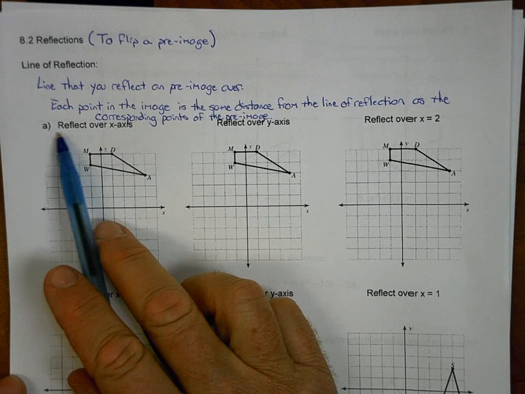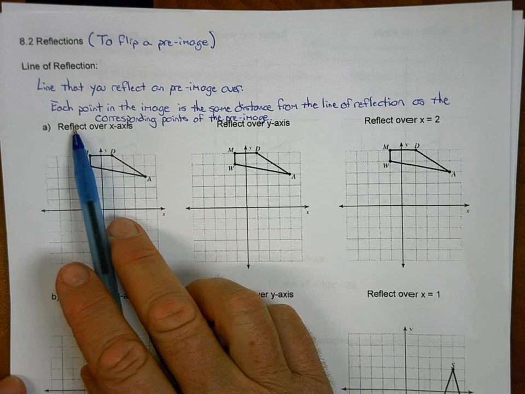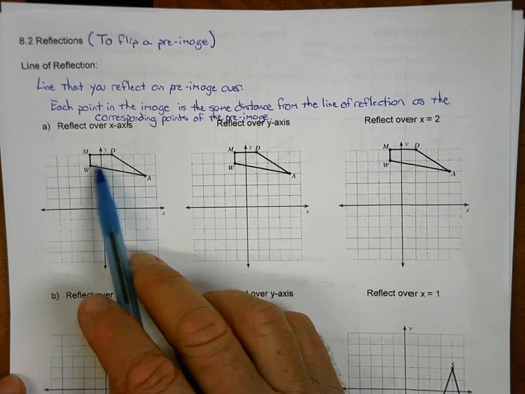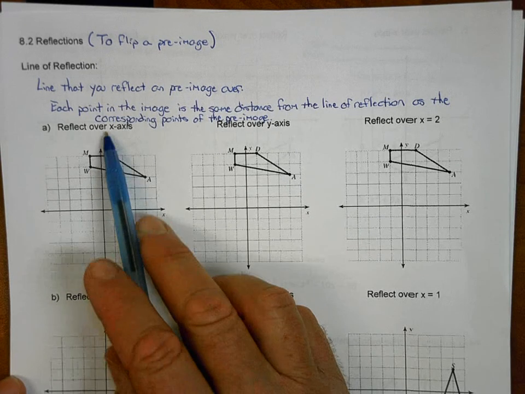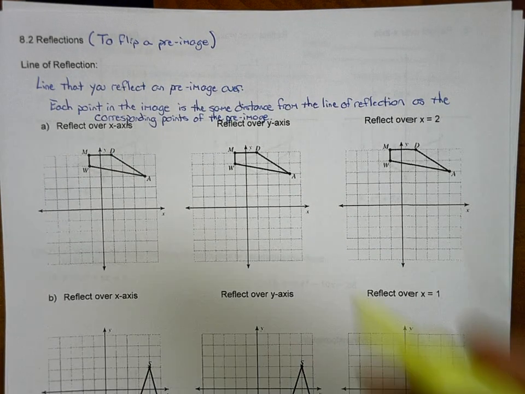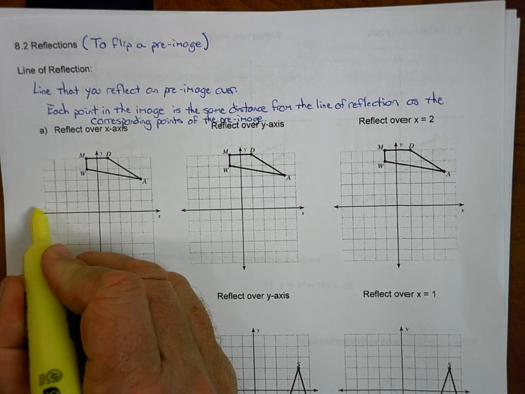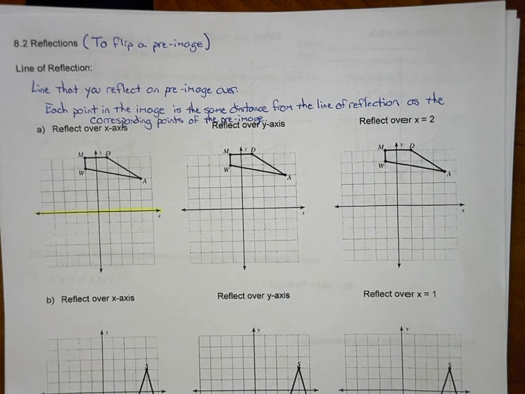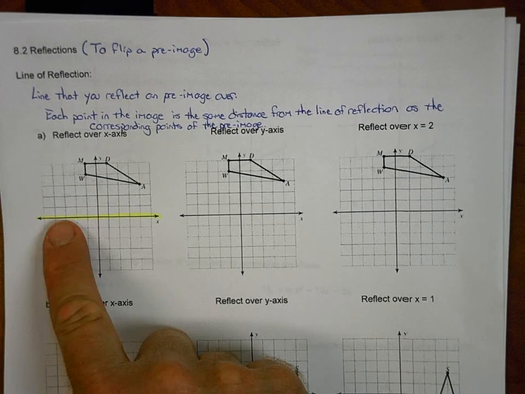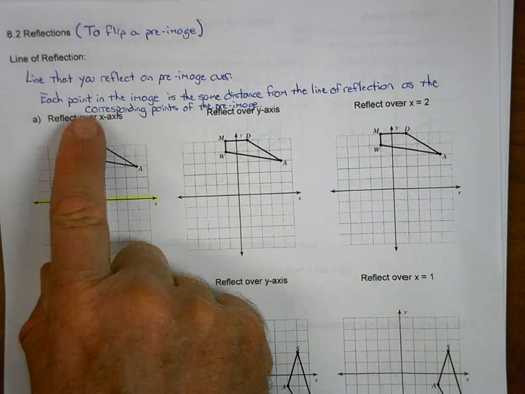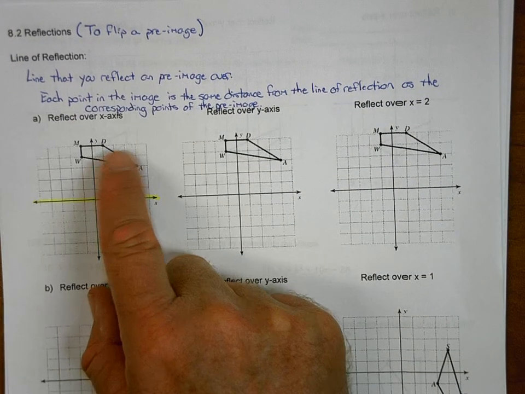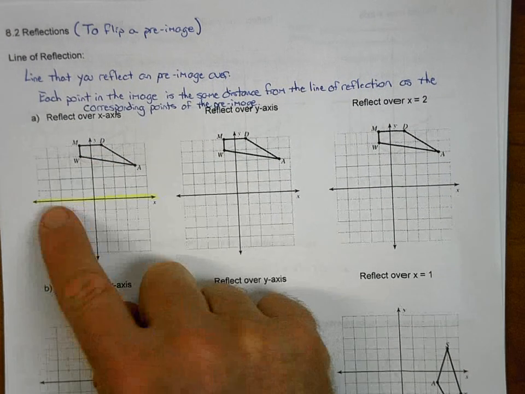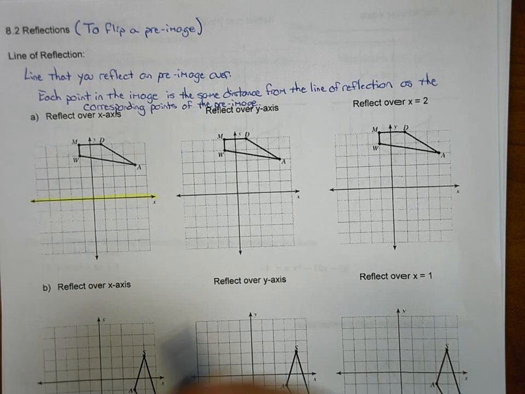Okay, so if you notice right here, in part A we're going to reflect this four-sided shape, MDAW, over the x-axis. So here's my x-axis right here, and I'm going to highlight it. You will notice when I do this worksheet, every time I reflect, I'm going to highlight my line of reflection. So I'm going to flip this shape over the x-axis, okay? So how do we do that?